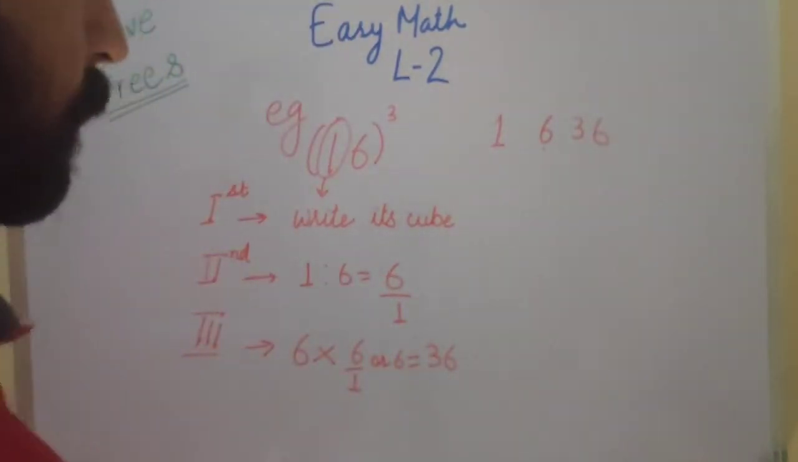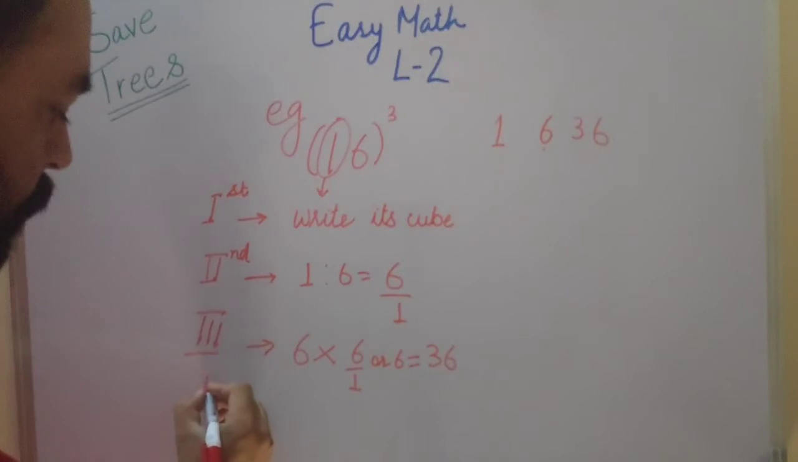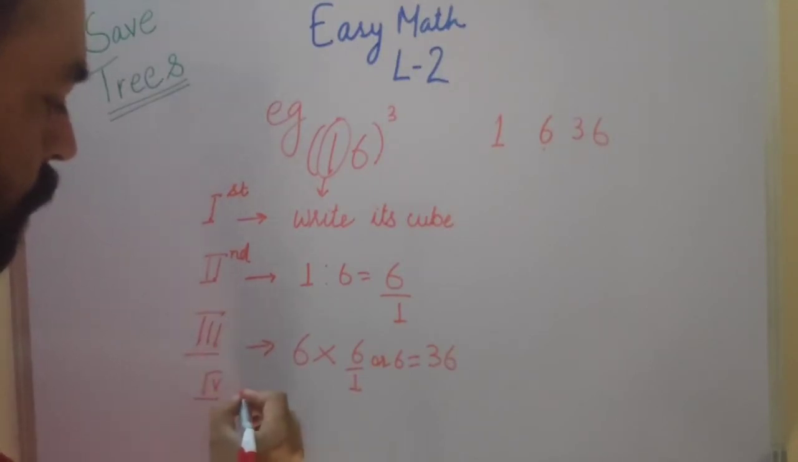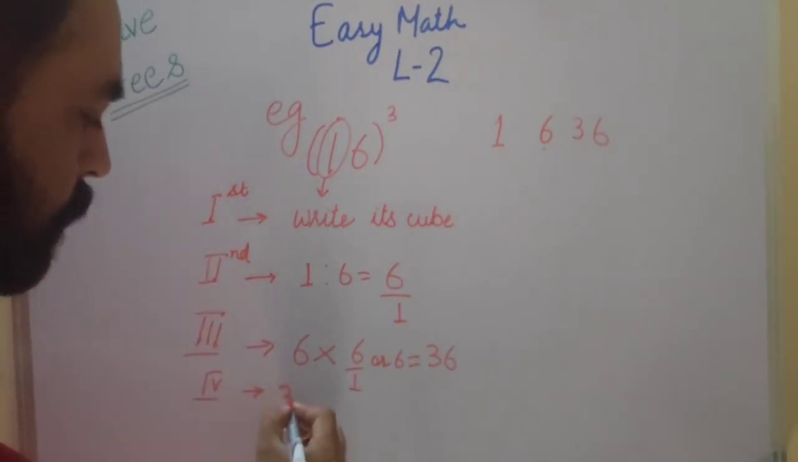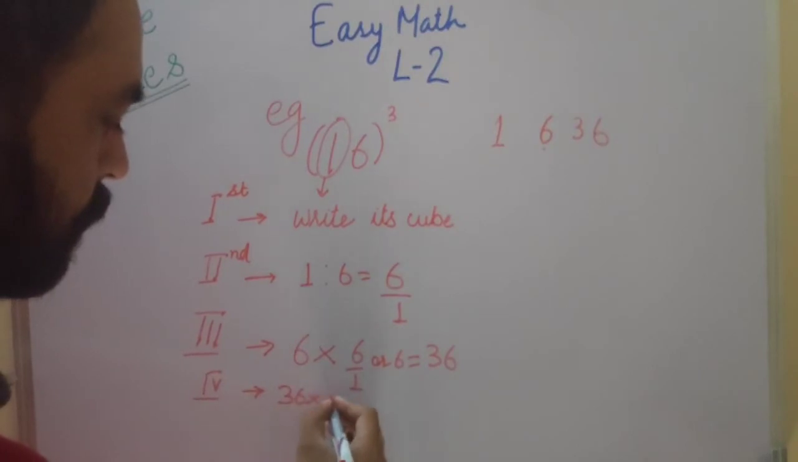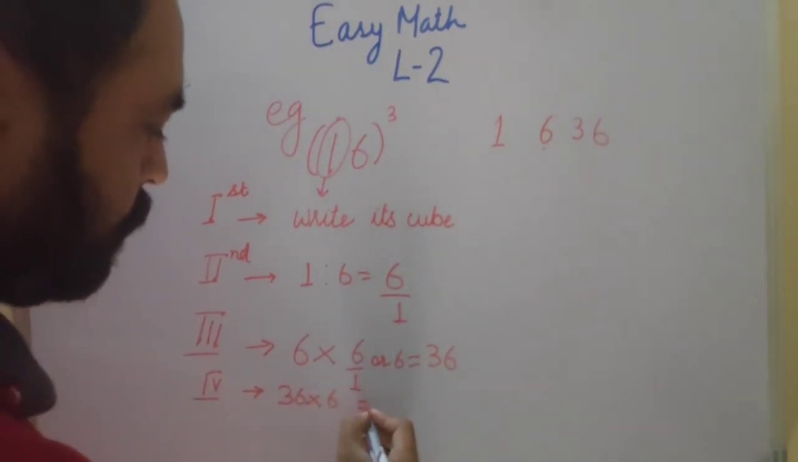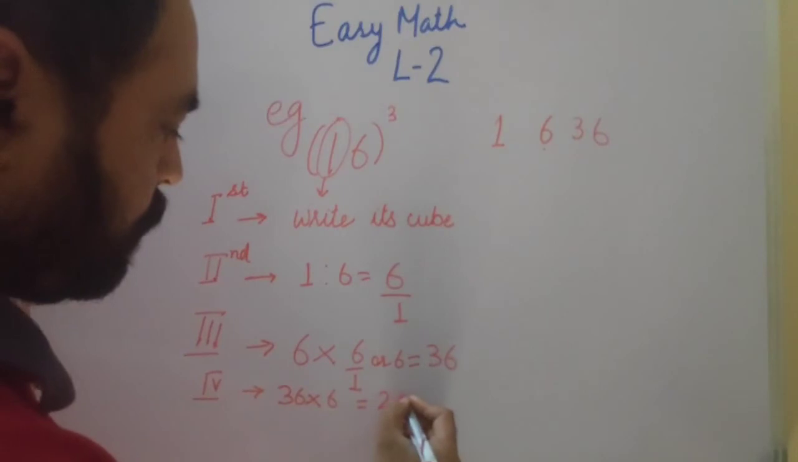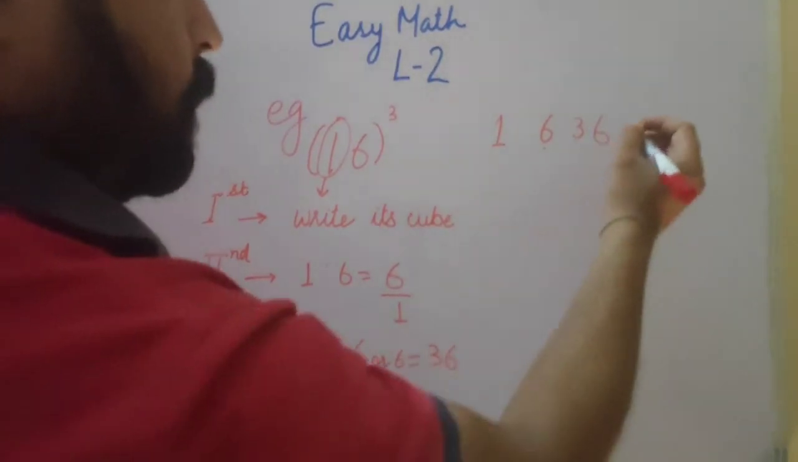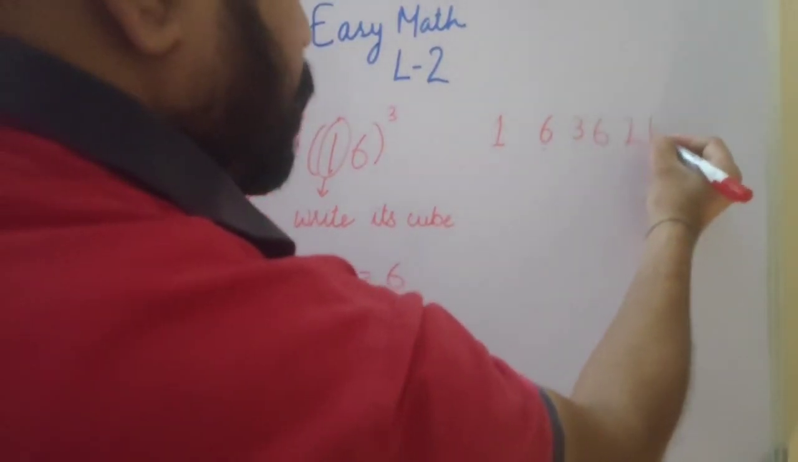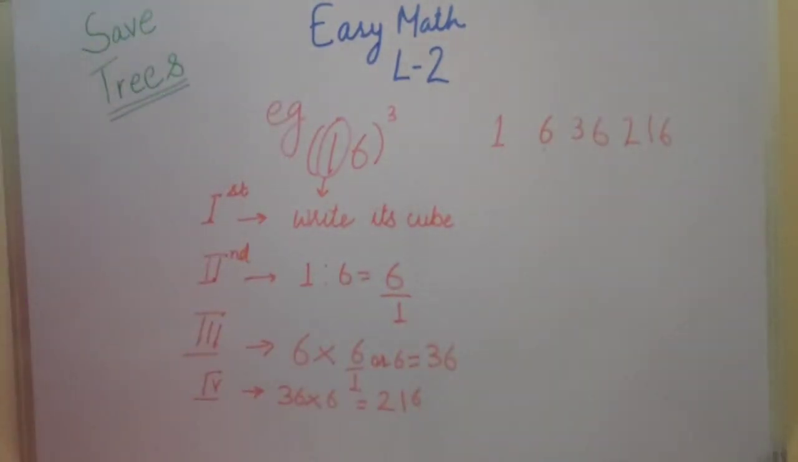Now the next step is that we take that 36 and again multiply it by 6. So it becomes 216, and we write it as such. Now half of our work is done.